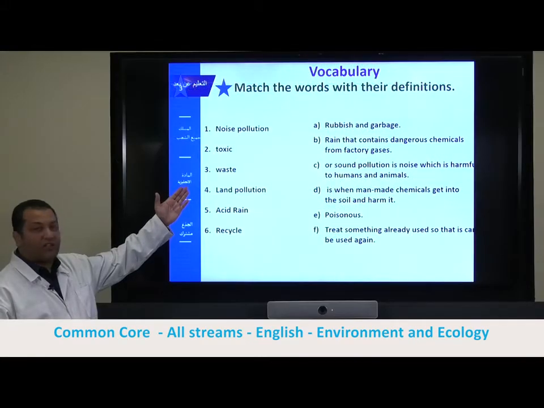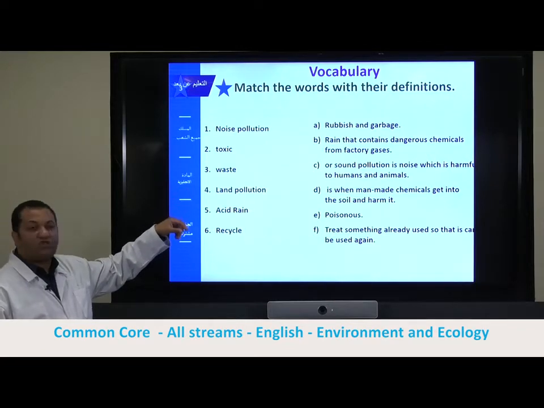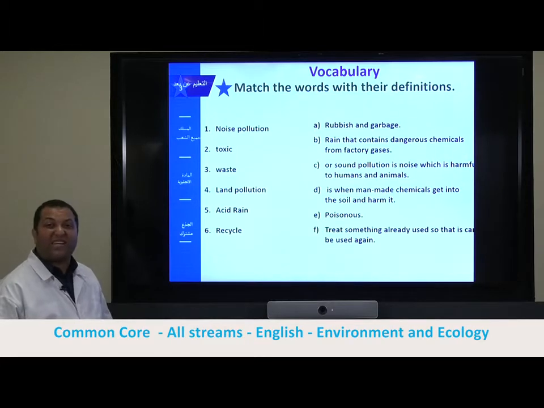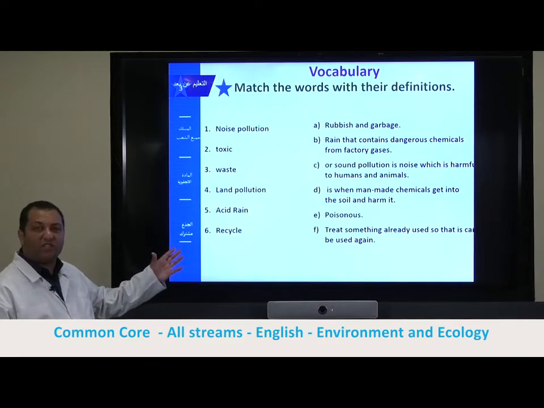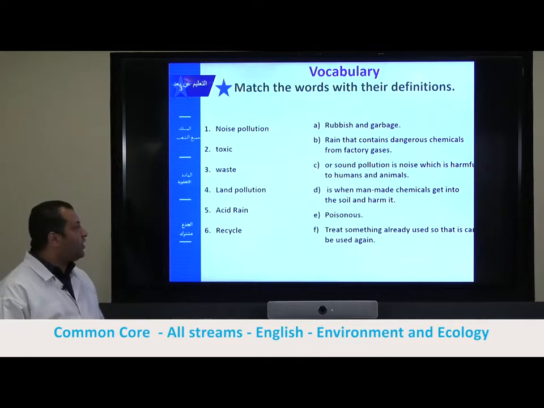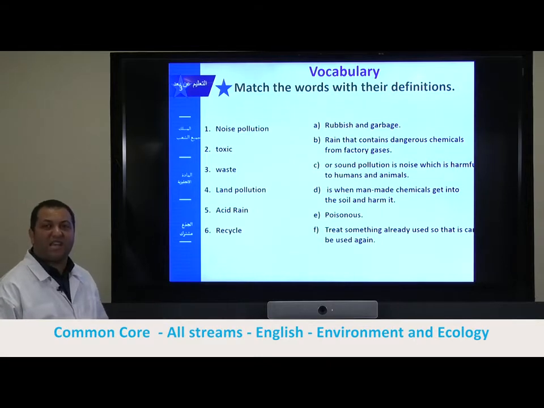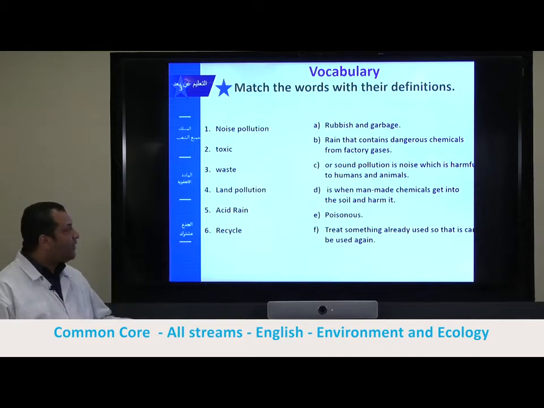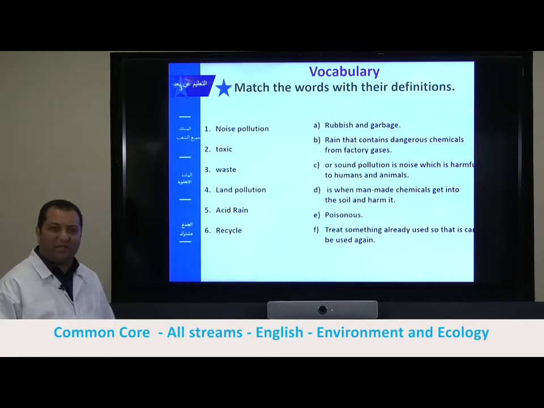Let's have the definitions. Rubbish and garbage. Rain that contains dangerous chemicals from factory gases. C, or sound pollution. Sound pollution is noise which is harmful, dangerous, hazardous to humans and animals. D, is when man-made chemicals get into the soil and harm it.